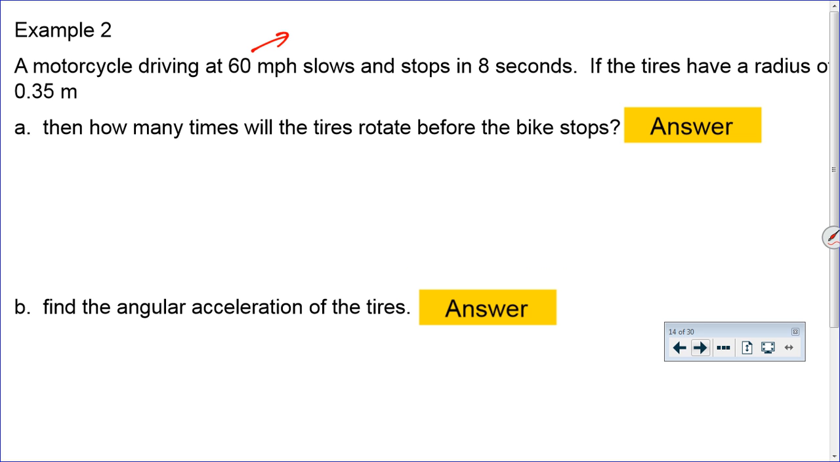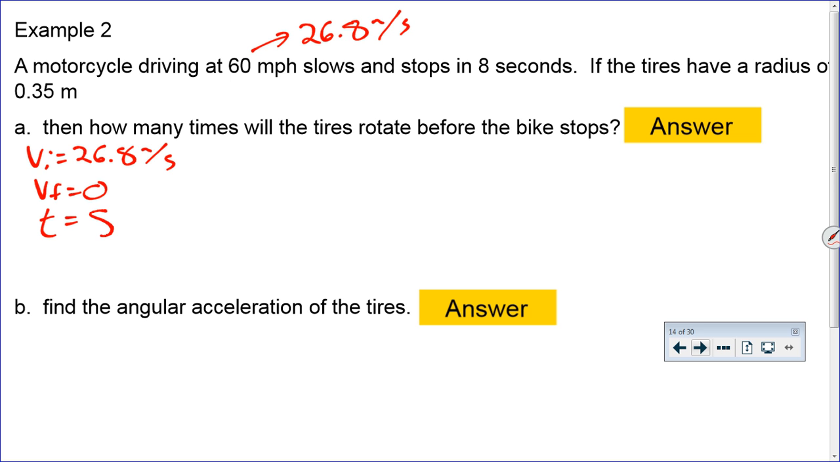This time we've got a motorcycle that is driving at 60 miles per hour, which is the same as 26.8 meters per second. I will leave that conversion up to you. Here are the things that we know: our initial velocity is 26.8 meters per second, our final velocity is 0, and it takes a time of 8 seconds to accomplish that. The tires have a radius of 0.35 meters.